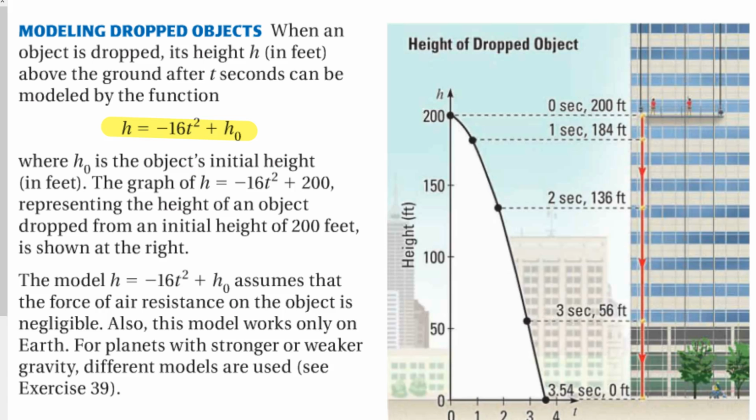Okay, last thing is we're going to look at an application. You may have some experience with physics problems where objects are dropped or thrown. Because of the acceleration due to gravity, there's actually a quadratic relationship between the height of the object and time. So in this problem, we're just looking at dropped objects that have no initial velocity. When an object is dropped, its height, h, in feet above the ground after t seconds can be modeled by this function.